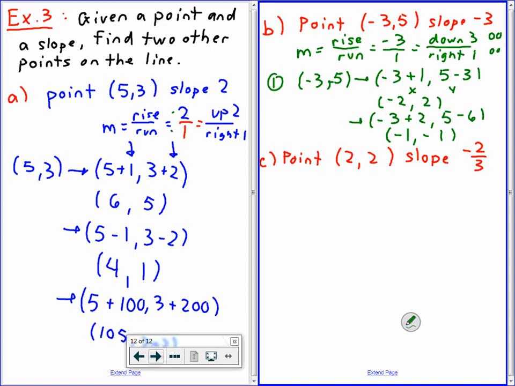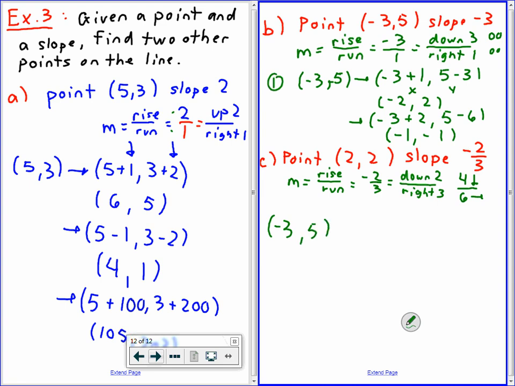So the same thing for the second one here. It's going to say m equals rise over run equals -2 over 3 equals down 2, right 3. So it's down 2 and right 3. Another one I'm going to use is down 4 and right 6. So my first point was -3, comma 5.